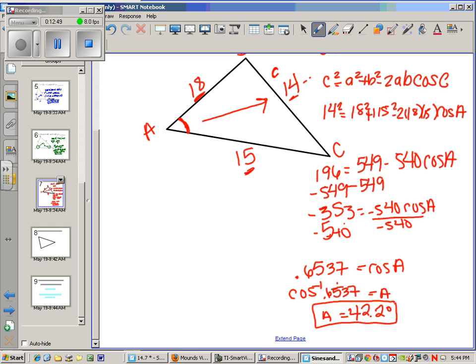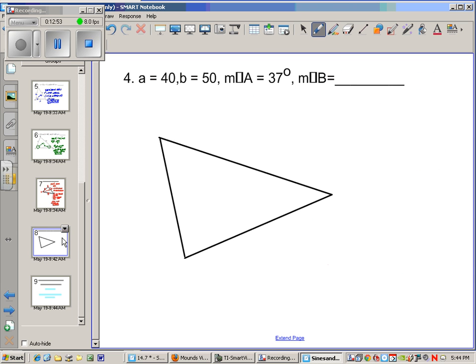All right, last example. I want you to try this one. Let's fill in everything you know. So draw this triangle. And I'm going to label this as A, B, and C. Anytime they give you a blank triangle with measurements, you can label them whatever you want as long as you know that across from angle A is side A. So that's going to be 40. Across from angle B is 50. And we know the measure of angle A is 37.